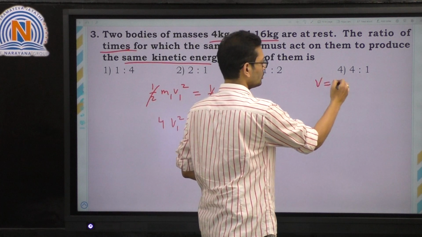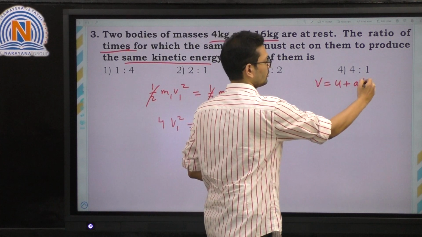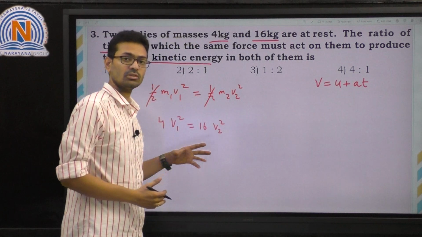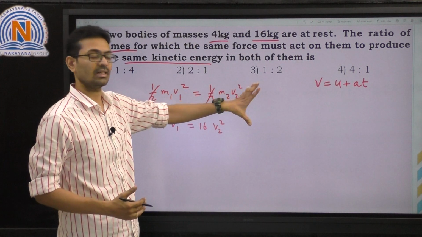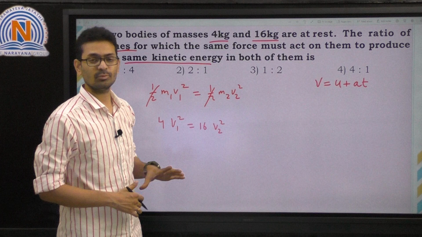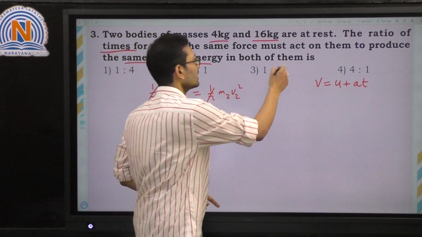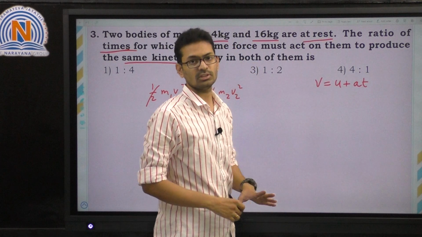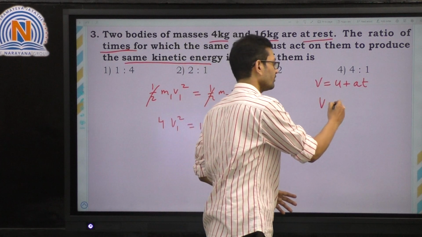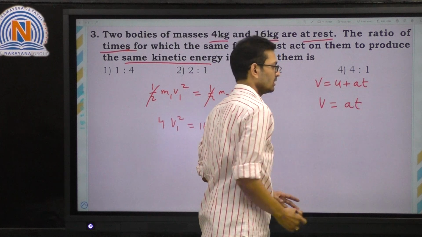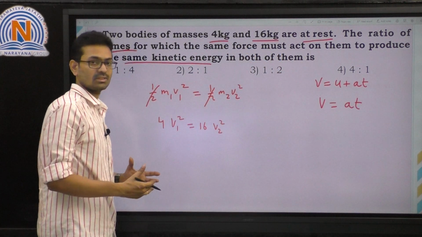v is equals to u plus at. It is in motion, so the equation of motion is this one, and acceleration is going to get added in this freely falling body or vertically projected upwards. Now they said they are at rest actually, so initial velocity is 0. From here you will be getting v is equals to at. So your v is given as at.